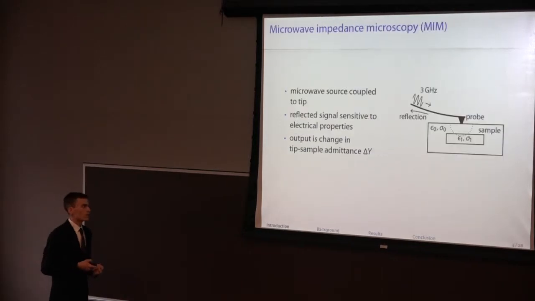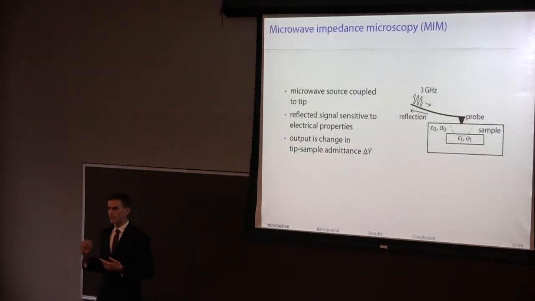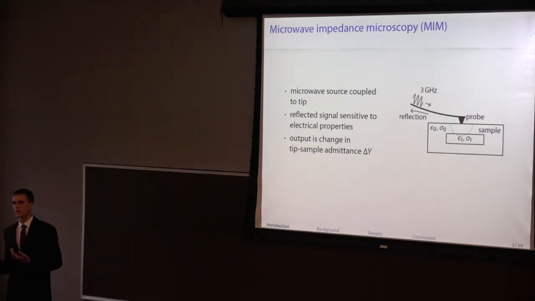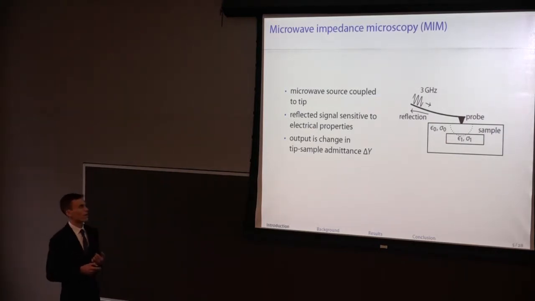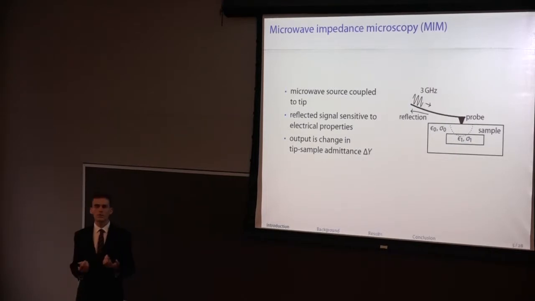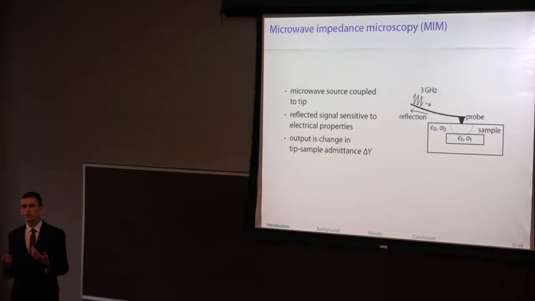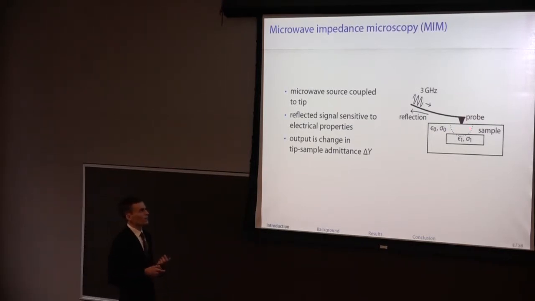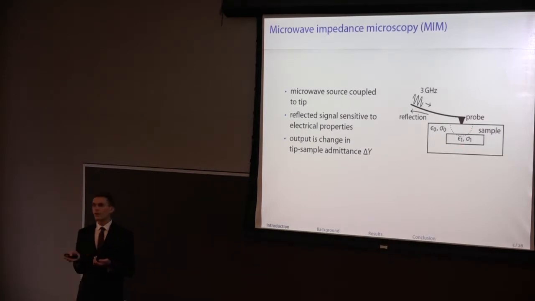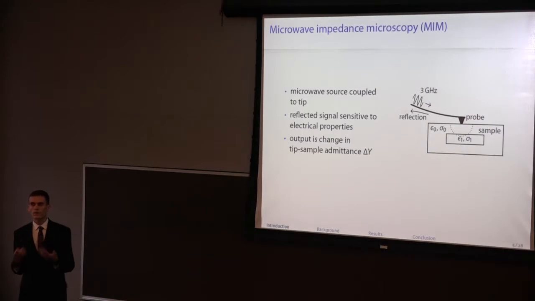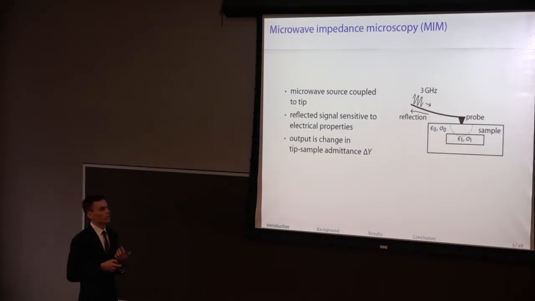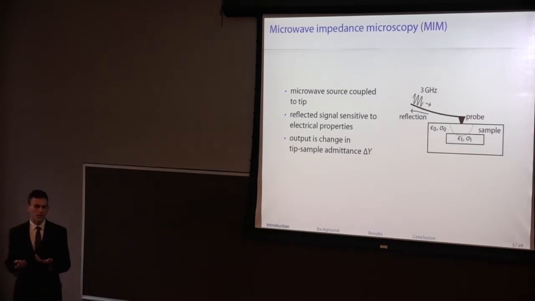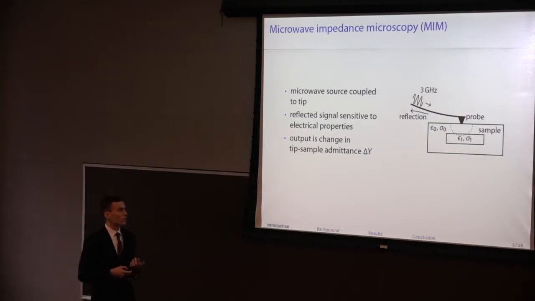So then moving on to the technique mentioned in the title, which is, again, kind of a pairing of scanning probe microscopy and electromagnetics. In this case, I'm pairing a 3 gigahertz electrical signal to the tip via an impedance matching network. So I'm actually driving electrical resonance in the tip. And then as I scan across, I'm measuring the amount of reflected wave, or the reflected portion of the wave that comes back from the sample. And the reflected part of the wave basically is determined by, or is influenced by, the electrical properties within a small volume underneath the tip.